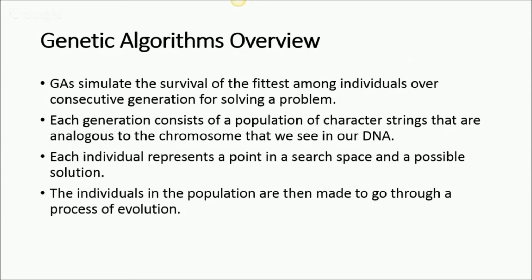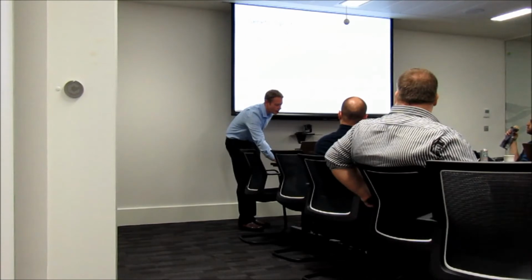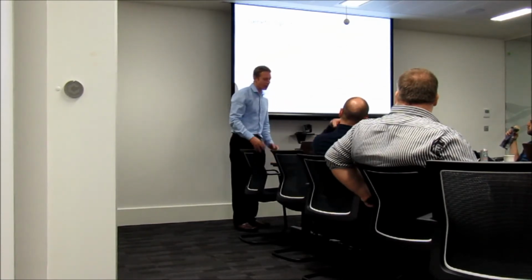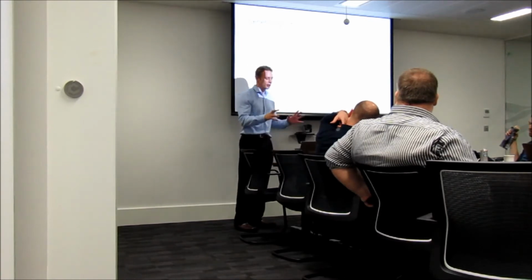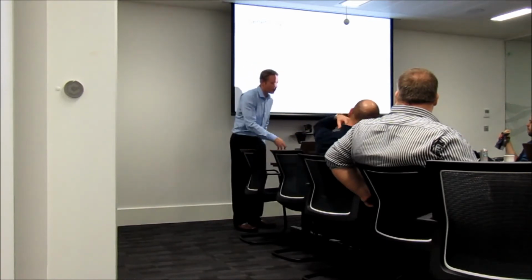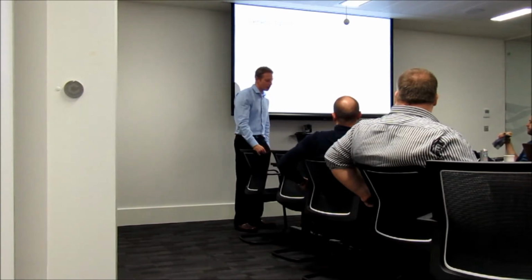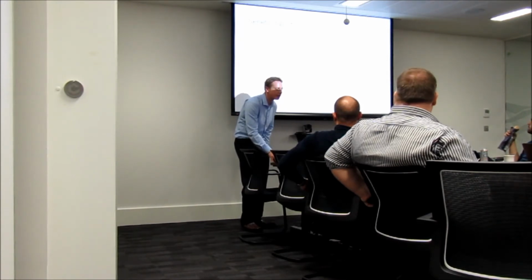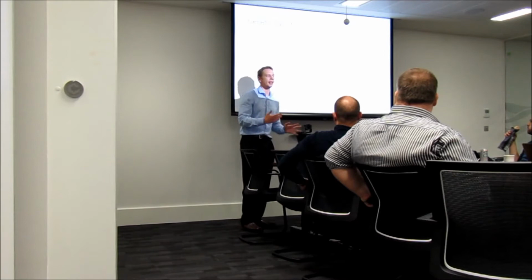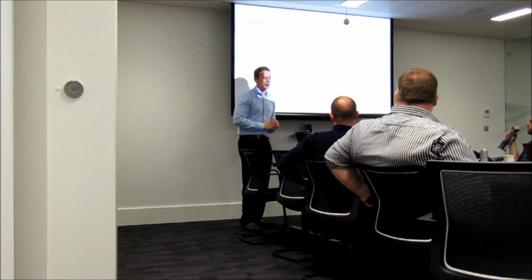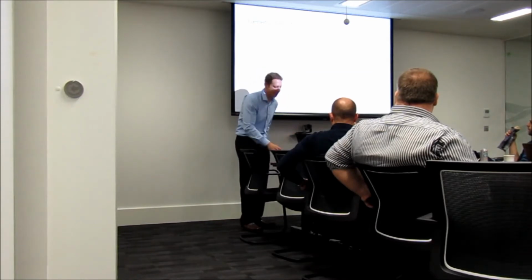The individuals in the population are then made to go through a process of evolution. Genetic algorithms basically are solutions. We're doing an analogy with genetics, and we're calling each solution a chromosome. There are many chromosomes within a population of individuals. Individuals in a population compete for resources and mates. How good we assess that individual solution to be dictates the likelihood of whether it will make it into the next generation.